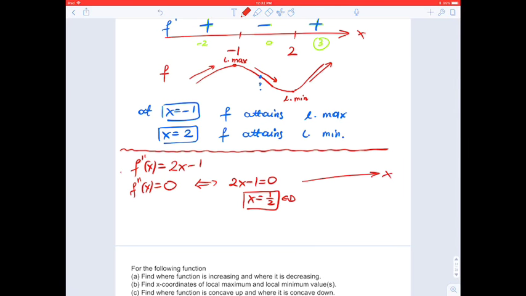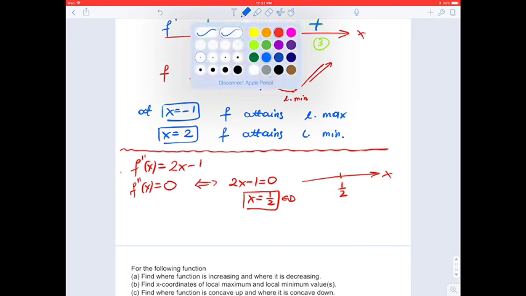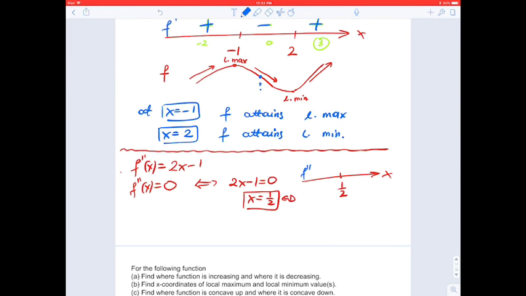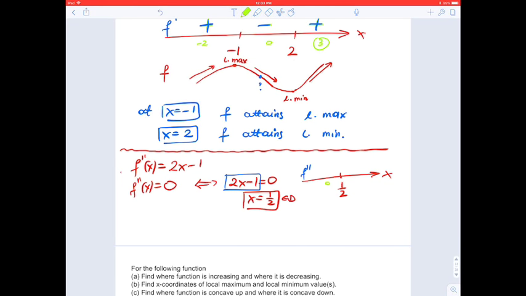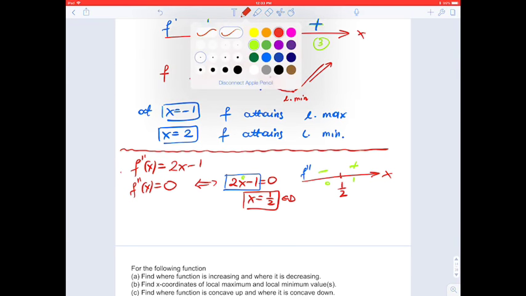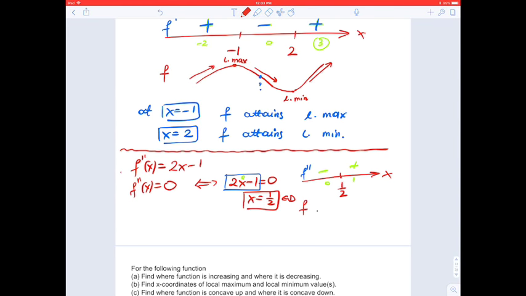That means probably this is the inflection point, but we have to test that value 1/2. Let's take the second derivative now, and let's take the test values. I can take 0 and 1. If I substitute 1, 2 times 1 minus 1 is positive. If I put 0, 2 times 0 minus 1 is actually negative. That means the function is concave down and concave up.